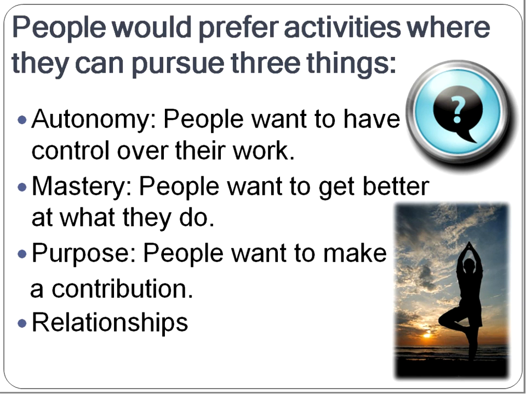All right, so let's see who remembers for another point. Who remembers who said these first 3 things, talking about how people prefer activities, what people like to be able to do on their own. So people wanting to have control over their own work, mastery, they want to get better at what they do, they want to make a contribution, and then I added relationships as well. People want to build relationships.